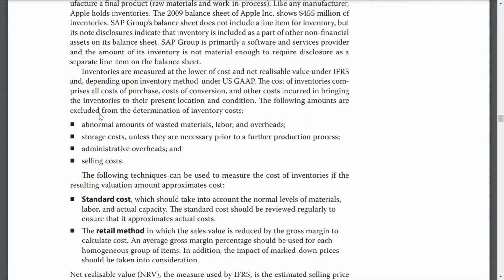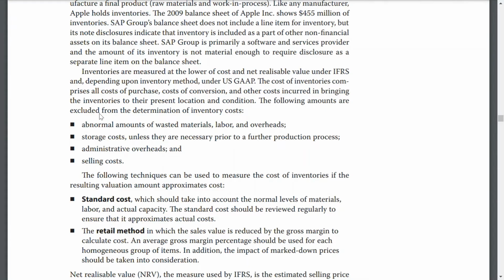The following amounts are excluded from determining the inventory cost: abnormal amounts of wasted material, labor or overheads, storage costs, unless necessary prior to a further production process, administrative overheads, and selling costs. The following techniques can be used to measure the cost of inventories if the resulting valuation approximates cost. Standard cost, which should take into account the normal level of material, labor, and capacity. The standard cost should be reviewed regularly to ensure that it approximates actual cost.